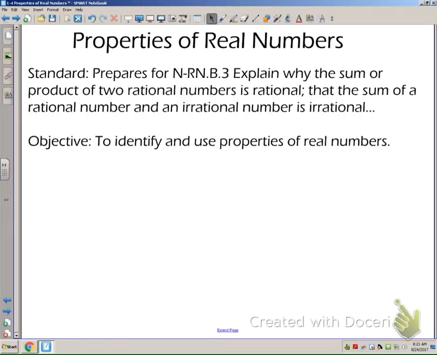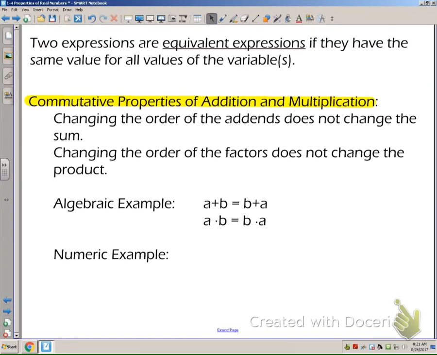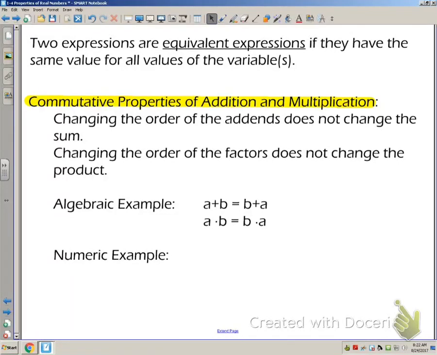Okay, this lesson is going to look at properties of real numbers, and the objective is to identify and use these properties of real numbers. So we know that two expressions are said to be equal if they have the same value for all values of the variables.